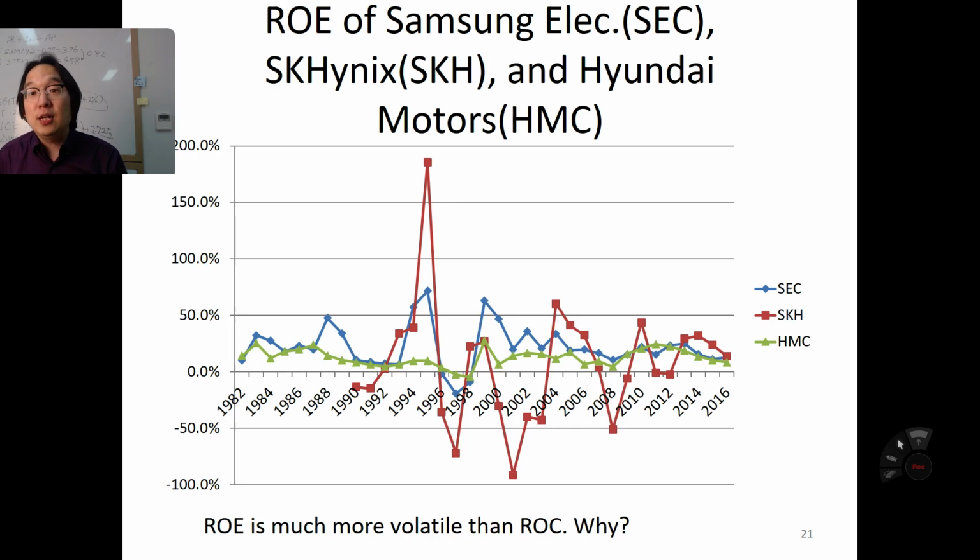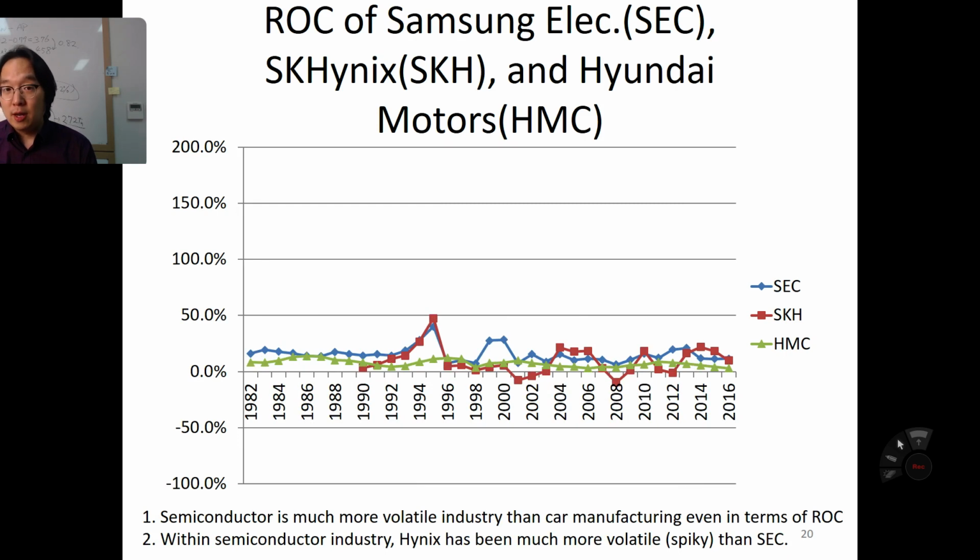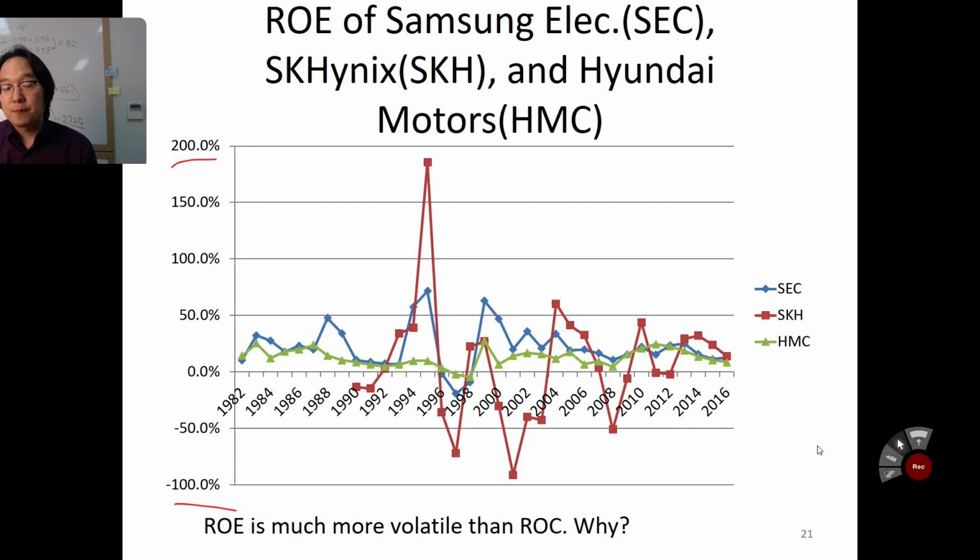Now, ROE of Samsung Electronics and SK Hynix and Hyundai Motors, those same three companies. What I want to emphasize is the scale of the volatility. ROE is much more volatile than ROC. The slide before ranged from minus 100 to 200 percent, and the next one, on the same scale, shows ROE is much more volatile.